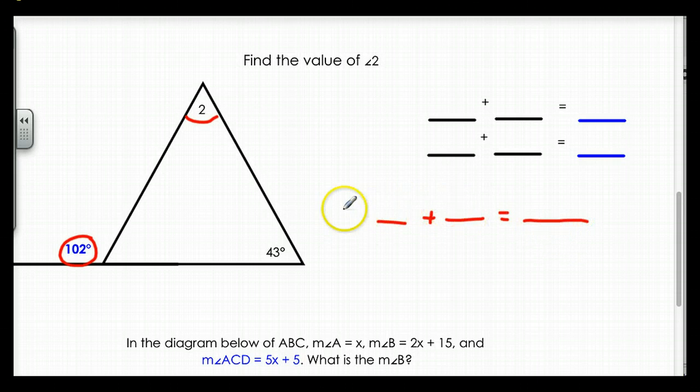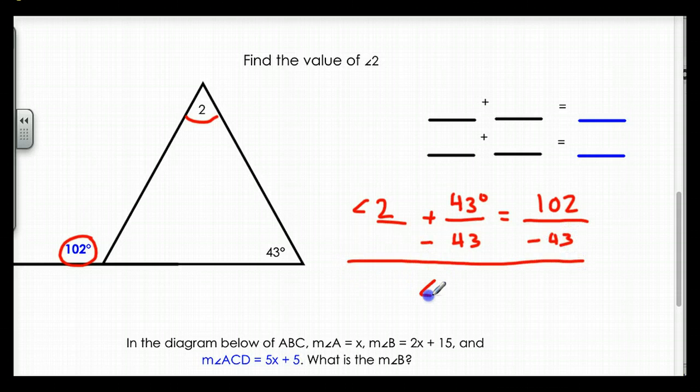Now the two interior angles are angle 2 and 43 degrees, and those are equal to 102. To solve for this, I'm going to subtract 43 from both sides, and I get angle 2 is equal to 102 minus 43. Well, that is 59 degrees. Now, if you don't believe me, one thing you can do is try adding them and see if you get the exterior angle. So 59 plus 43, sure enough, equals 102. So it worked.